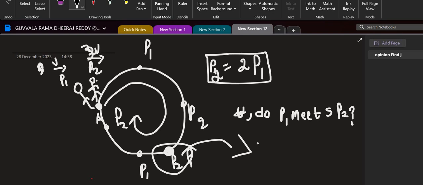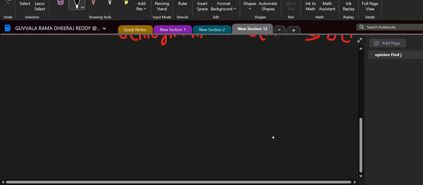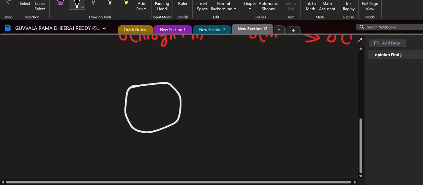The answer is yes, they will meet at the same point. This is the concept. Yes, they will meet at the same point. How? How will it work in a linked list? How are they moving? You can also say this is a circle.